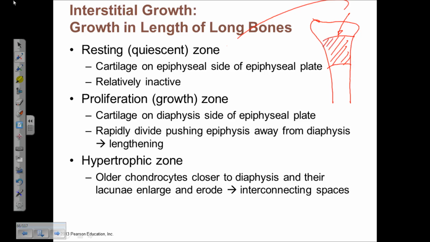Proliferation zone is right next to the resting zone. It's going to be the proliferation zone. The hypertrophic zone lies distal to proliferation, and in the hypertrophic zone you have all the chondrocytes. They have large lacunae, and those lacunae become eroded. So remember, the lacunae of the chondrocytes, since they become larger, can you see that? They start to get connected to each other.